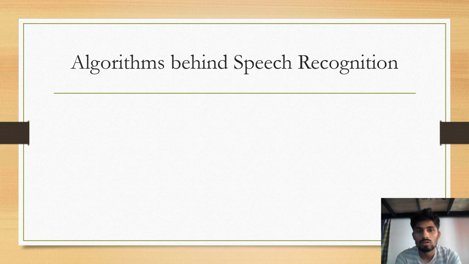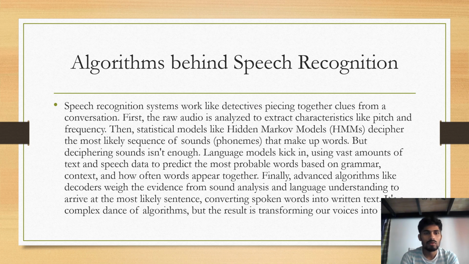Now we talk about the algorithms that are behind speech recognition. First is audio input. The process begins with the speaker speaking into the microphone. The speech recognition system captures this audio input for processing. Then it starts with phoneme identification. The system analyzes the speech patterns to identify phonemes, which are the basic units of sound in the language. When we speak, our voice generates little sound packets called phones, which correspond to the sounds of letters or groups of letters in the words.